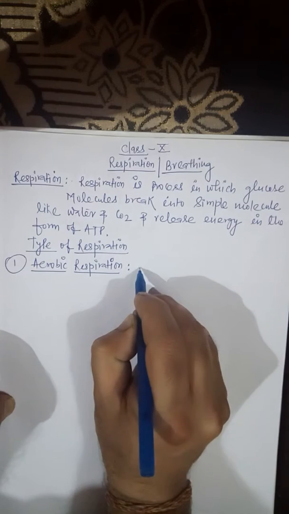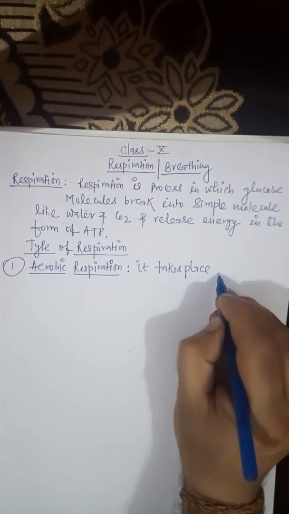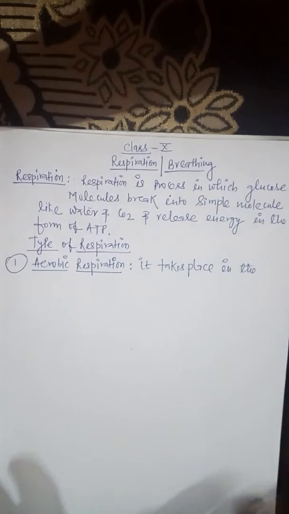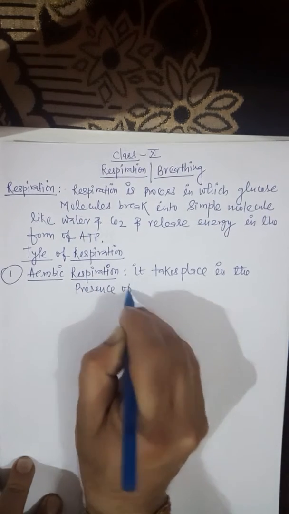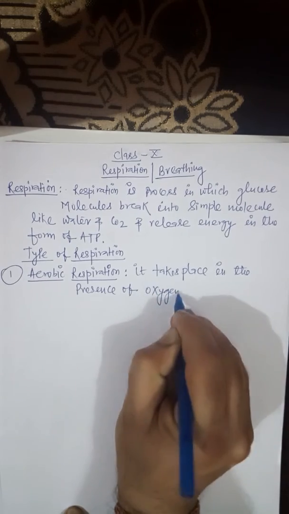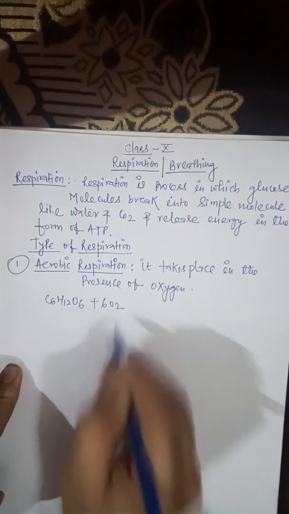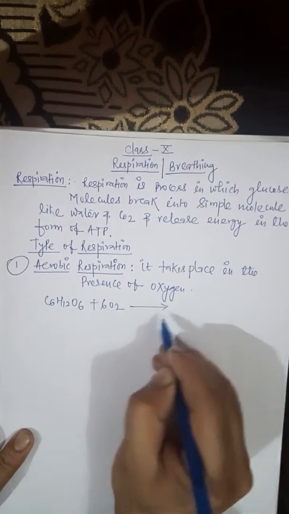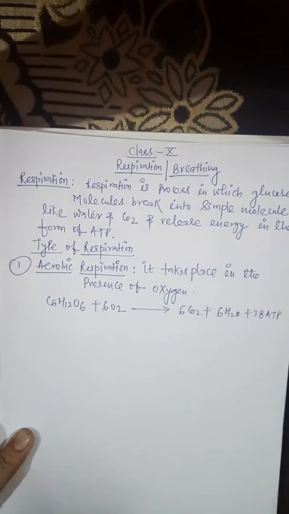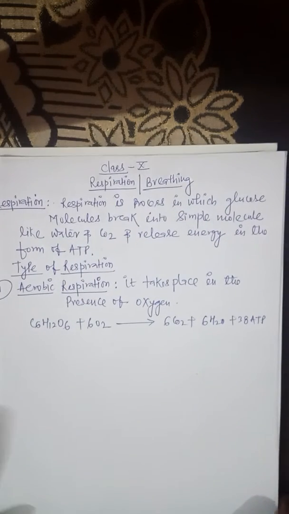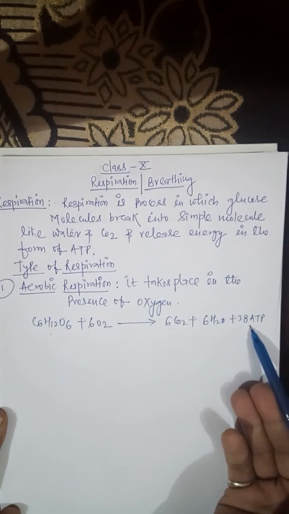So it takes place in the presence of oxygen. The reaction is C6H12O6 plus 6O2 gives 6CO2 plus 6H2O and 38 ATP. So in this process we can see one glucose molecule breaks into CO2 and water and energy is released in the form of ATP.